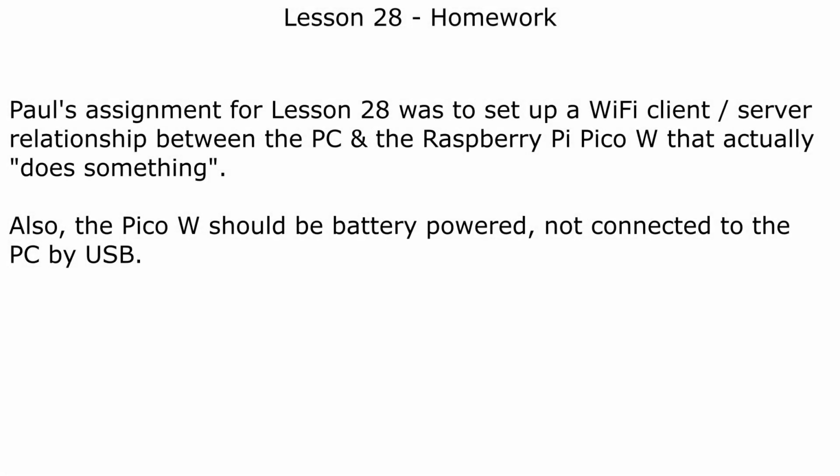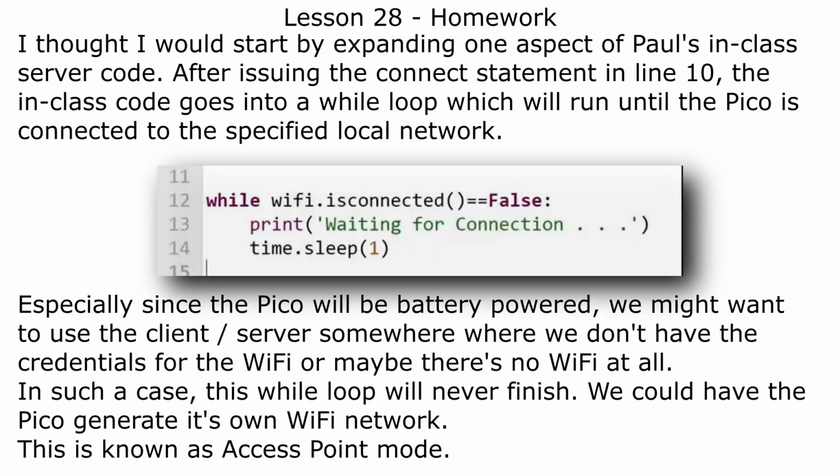Paul's assignment for Lesson 28 was to set up a Wi-Fi client-server relationship between the PC and the Raspberry Pi Pico that actually does something. Also, the Pico should be battery powered, not connected to the PC by USB. I thought I would start by expanding one aspect of Paul's in-class server code.